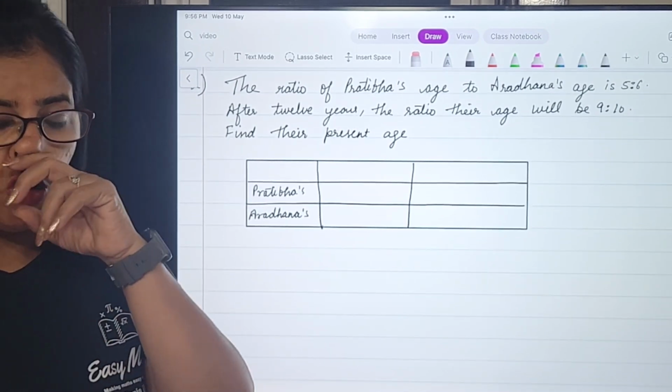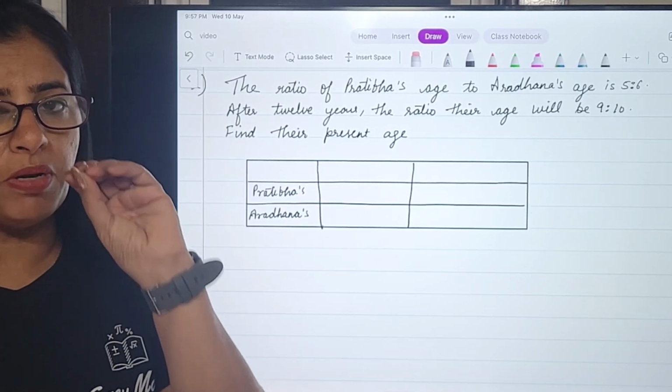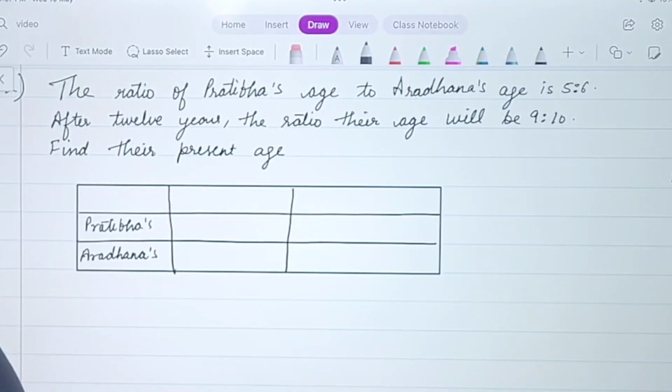The ratio of Pratibha's age to Aradhana's age is 5:6. So the present condition is given to you. Again, we put the heading present age, and then after 12 years.